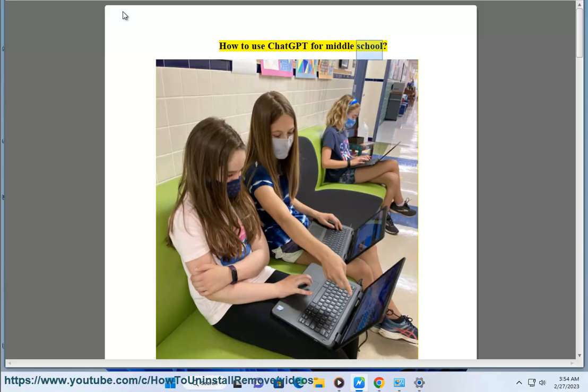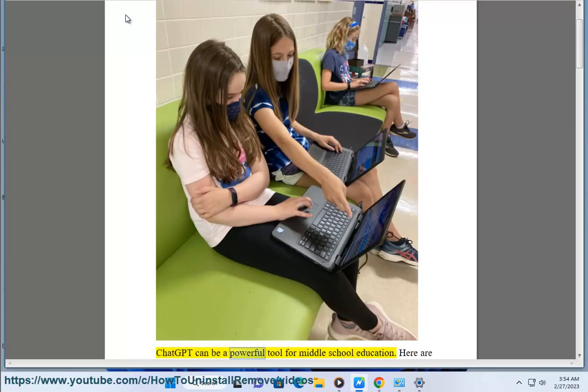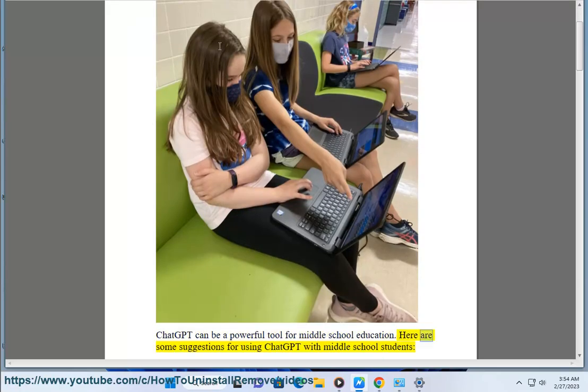How to use ChatGPT for middle school. ChatGPT can be a powerful tool for middle school education. Here are some suggestions for using ChatGPT with middle school students.